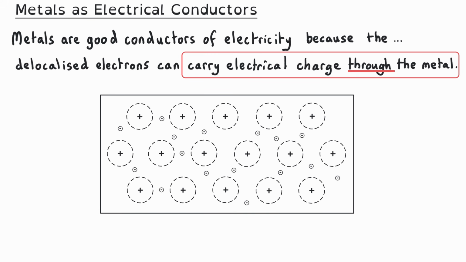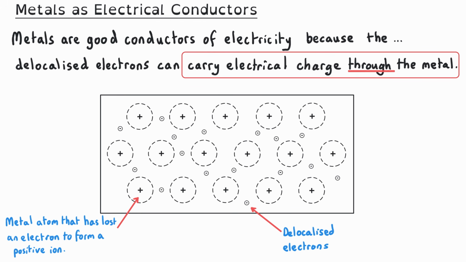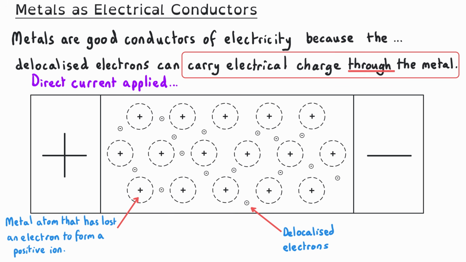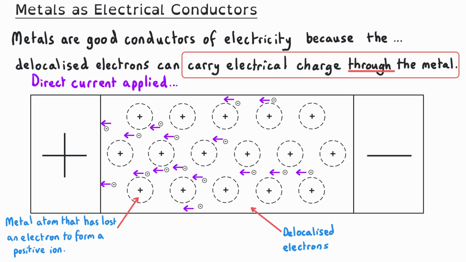If we take a look at a zoomed-in cross-section of a metal, we can see the metal atoms that have lost electrons to form positive ions, as well as the delocalized electrons in the metal structure, which are free to move. When we turn on an external direct current, the electrons will all move through the structure in one direction, and this is because they are negatively charged, and so they will all be attracted and move towards the positive terminal. Remember, I'm only showing a small cross-section of a metal here. In one copper wire, there would be billions and billions of delocalized electrons.